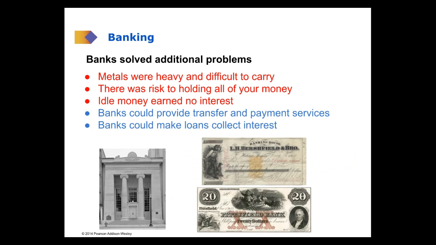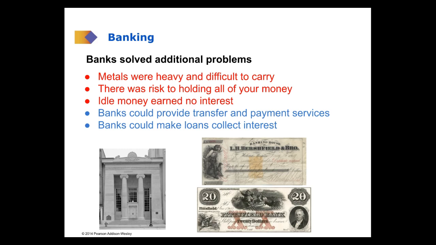Banks solved additional problems in this system because metals were great, but they were heavy. They could be difficult to carry. There was a risk to holding all your money, all your coins, all your metals, because somebody could steal it or you could lose it. And then idle money didn't earn any interest. So if you weren't going to use it for a while, then you lost the opportunity to earn interest or profit by loaning it to somebody else.